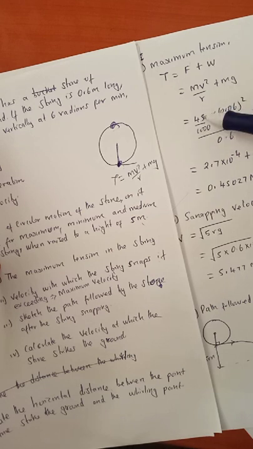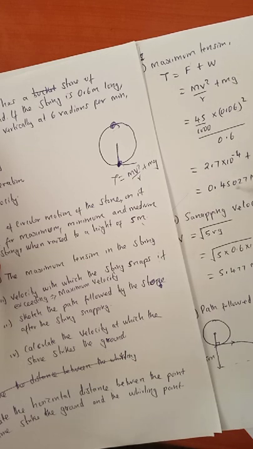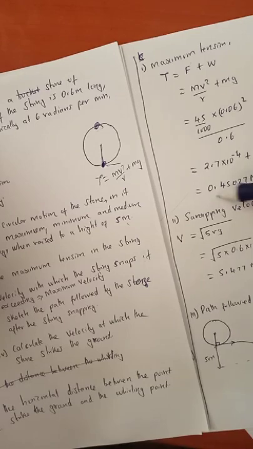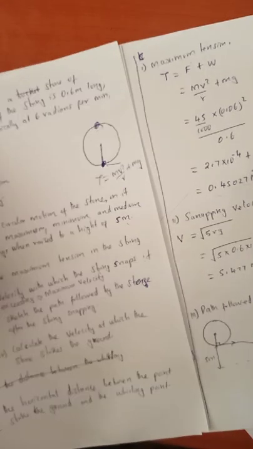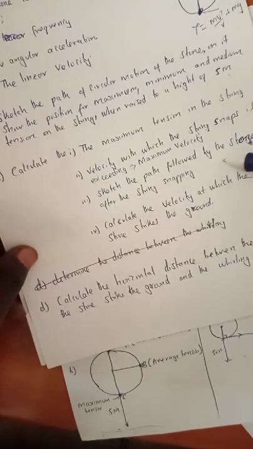The mass of the object was 45 grams. So we convert to SI unit, then times v squared, over r, plus the weight of the object. That is 45 over 1000 times the gravity, which is mg. That gives you a tension of 0.45027 Newton.